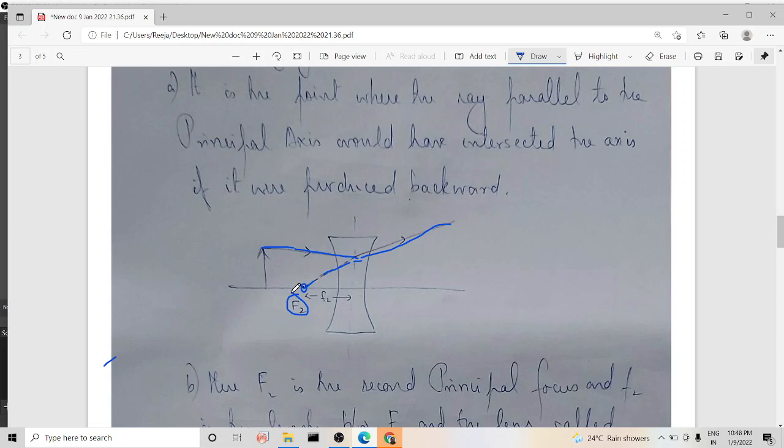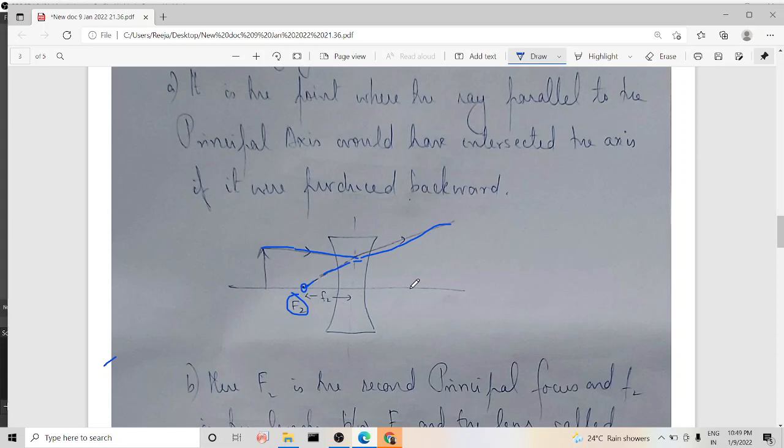So, for the second principal focus, in both the cases, we first consider a ray parallel to the principal axis, and where does it touch the principal axis? That point, whether the rays diverge from or converge to it, is called the second principal focus.